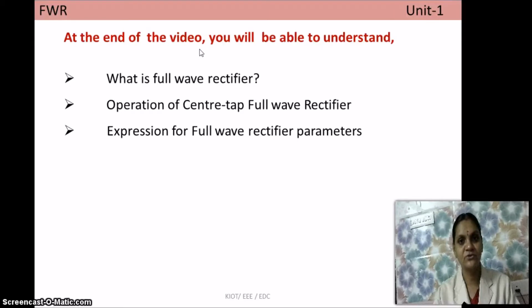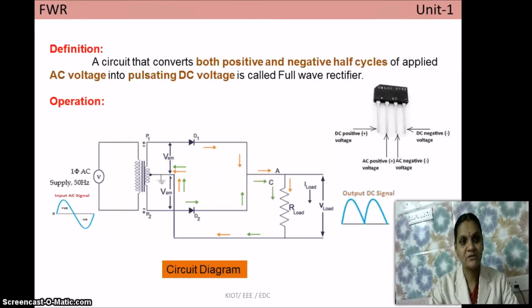At the end of the video, you will be able to understand what is full wave rectifier, operation of center tap full wave rectifier, expressions for full wave rectifier parameters. We will see the topic one by one. So first is full wave rectifier.